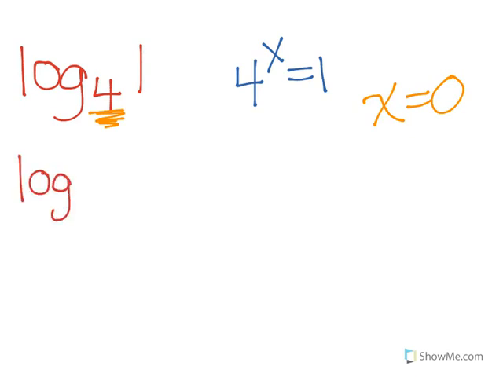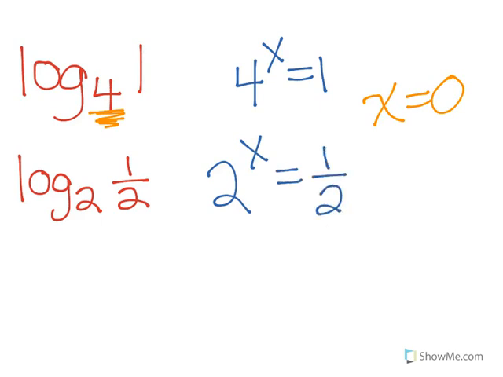Alright, now we have log base 2 of 1/2. So I can say, 2 to the what gives me 1 over 2? Well, think about it this way. How am I going to get 2 on the denominator? I'm not going to change the value of 2. So what moves things to the denominator? That's a negative exponent. So we're going to have x equal to -1.